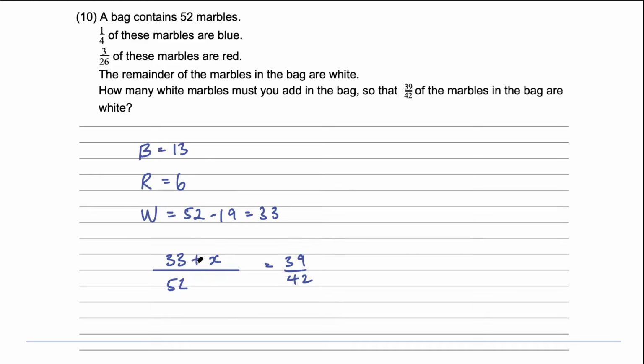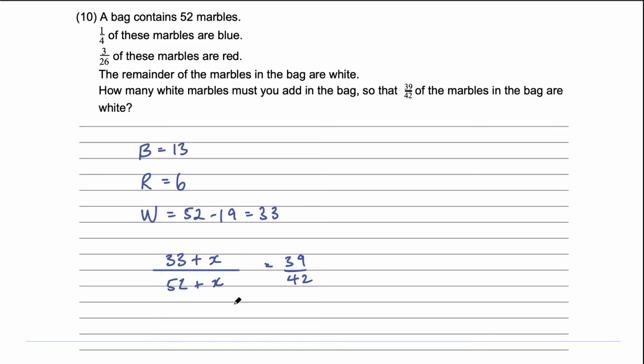And then solve for x and we'd get the number, right? Not quite. Don't miss that if we add white marbles to the number of white marbles, we also need to add the same amount to the total marbles, right? Because however many we add, we're adding to the total. So if we added 5 white marbles, we'd have 38 white marbles. We'd also have 5 extra marbles in total.